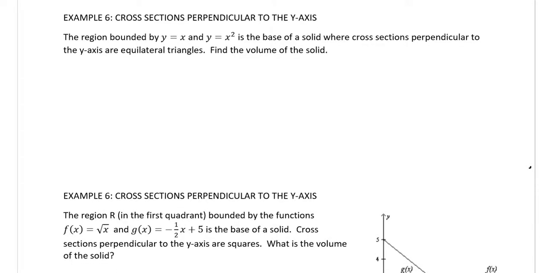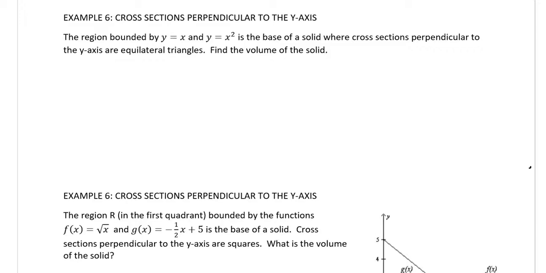Alright, we're going to continue our examples talking about known cross-sections. We're going to look at example 6, cross-sections that are perpendicular to the y-axis rather than to the x-axis. The region bounded by y equals x and y equals x squared is the base of a solid where cross-sections perpendicular to the y-axis are equilateral triangles. Find the volume of the solid.